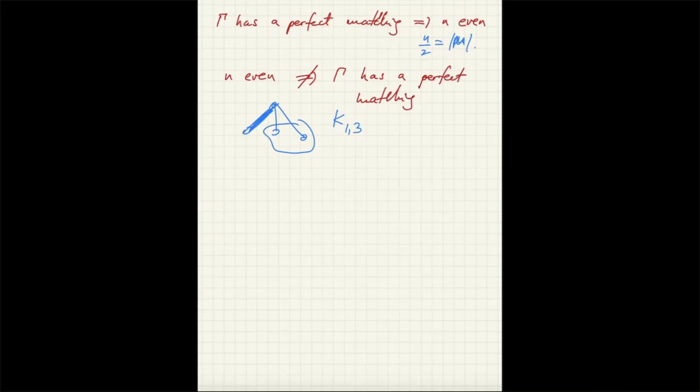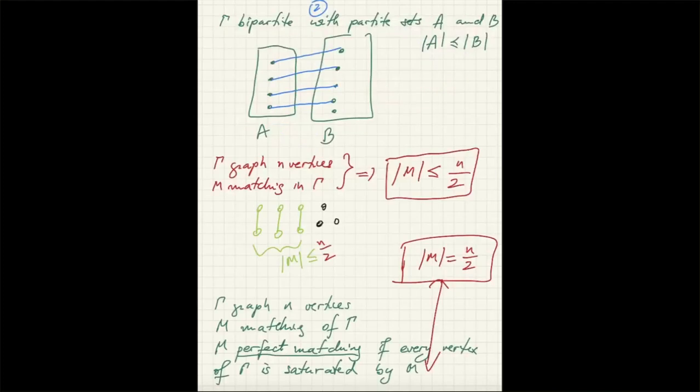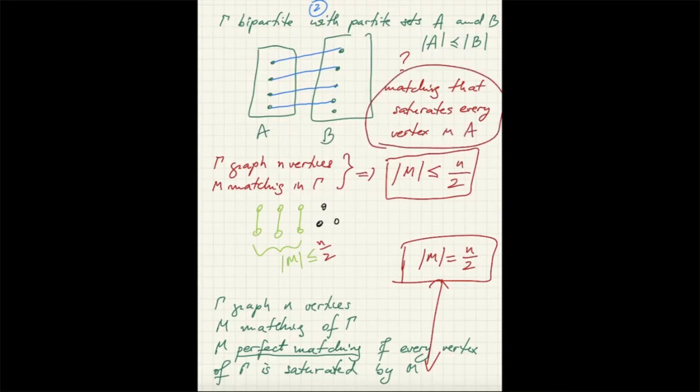So again, let me now come back to the bipartite graph case. The way we started, we have the bipartite graph with partite sets A and B, and we're interested in a matching that saturates every vertex in A. Okay, that is the problem. Can we characterize such graphs? And it turns out that we can do that.